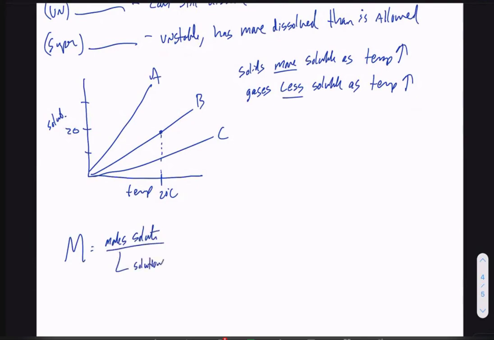Which is the moles of the solute divided by the total volume in liters. Molality, moles of solute over the solvent only in kilograms. And then mass percent, mass of solute over mass of solution.